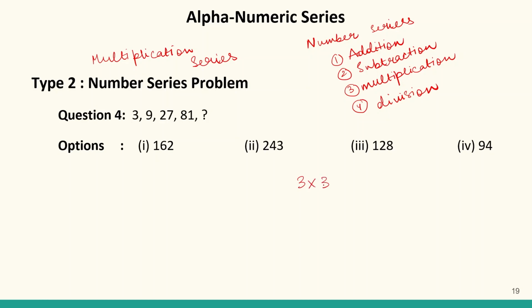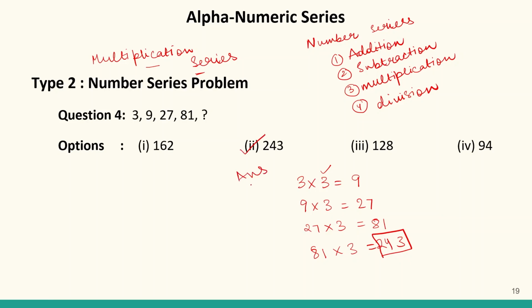If I multiply 3 by 3, I'll get 9. If I multiply 9 by 3, I'll get 27. If I multiply 27 by 3, I'll get 81. So my intuition is correct. What I assumed, that it was a multiplication series, holds correct, because each number is being multiplied by 3 to get the next number. Do we have this option? Yes, we do have this option. So this should be your answer.